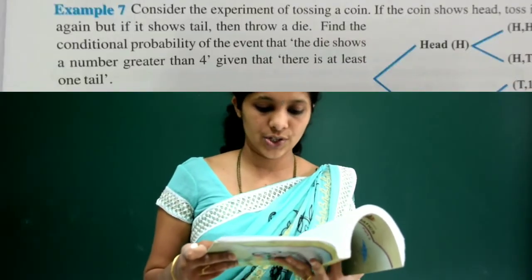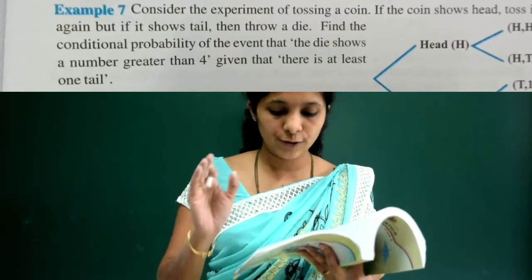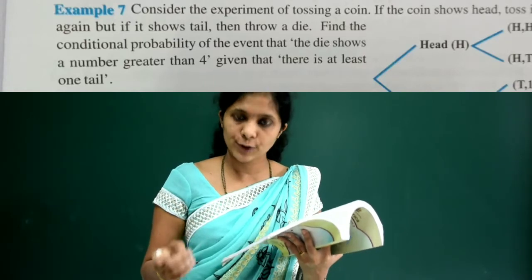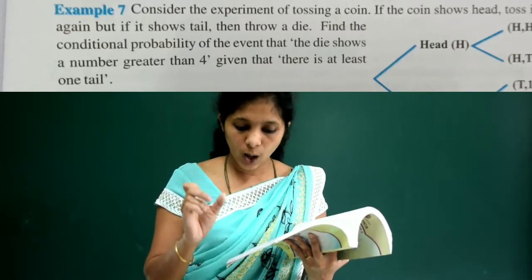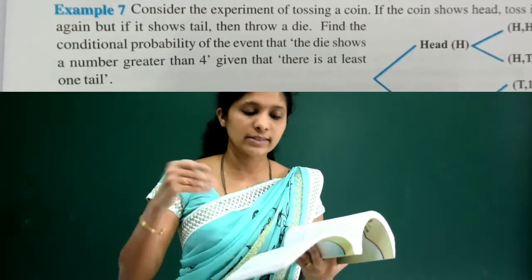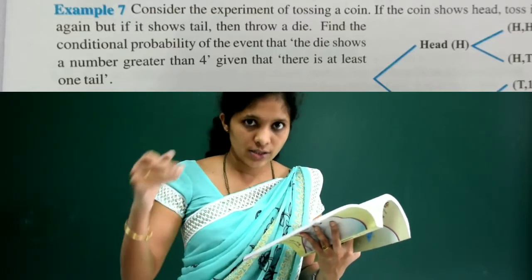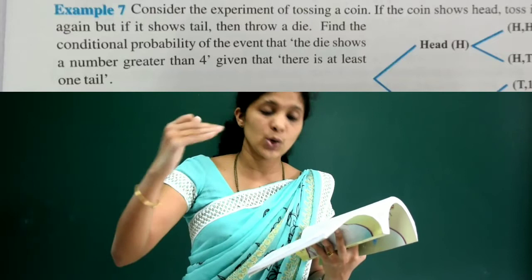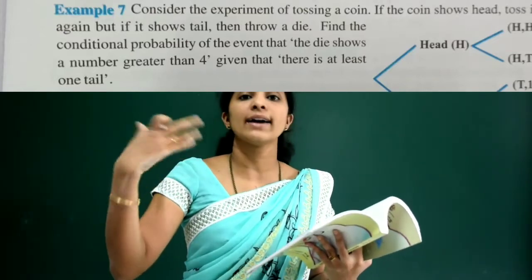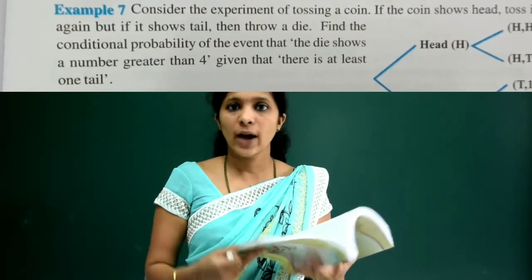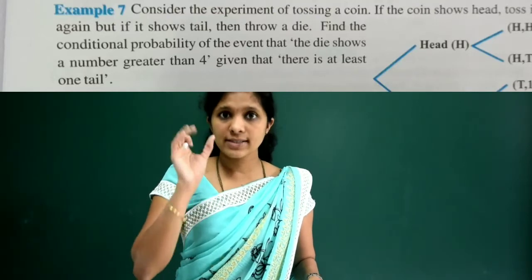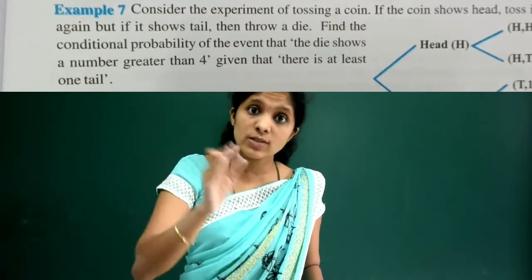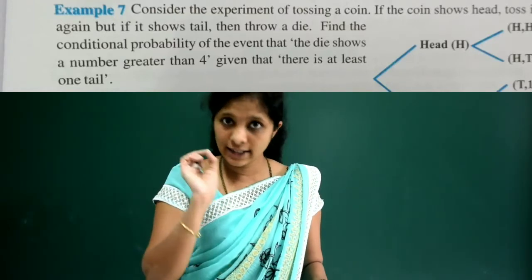Let me read this question. Consider the experiment of tossing a coin. Try to understand this. If the coin shows head, then you have to toss the coin again. But if it shows tail, then throw a die. Is it clear? You have to toss a coin. If it shows head, you have to toss the coin again. If it shows tail, then you have to throw a die.